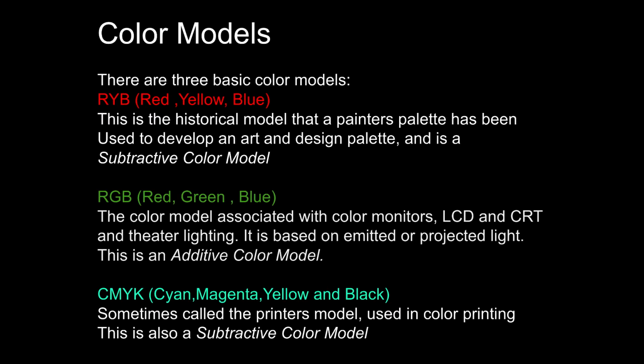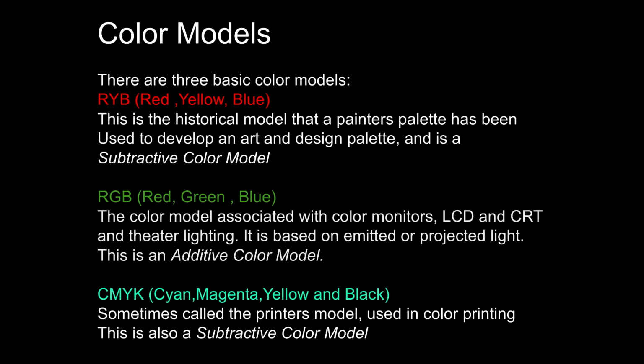The color models. So this is very important. There are three basic color models that we work with today. Red, yellow, and blue is the historic model every kid learns probably from second grade to seventh grade. It's the historical model that the painter's palette has used to develop an art and design palette. And it too is a subtractive color model. It's based on this idea that when you mix the colors together, they go darker.